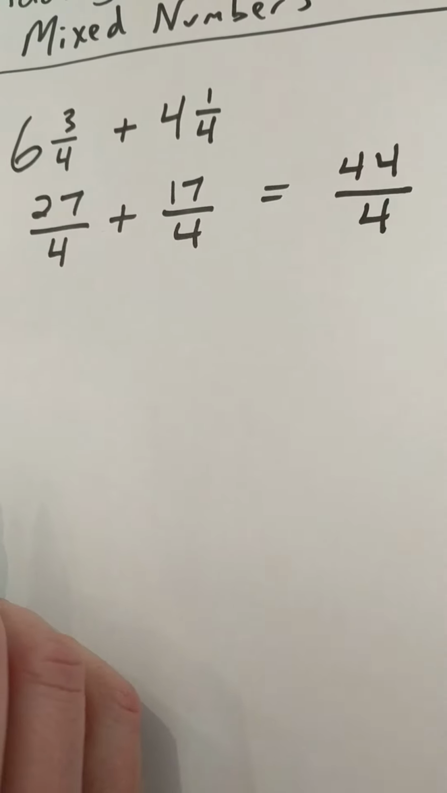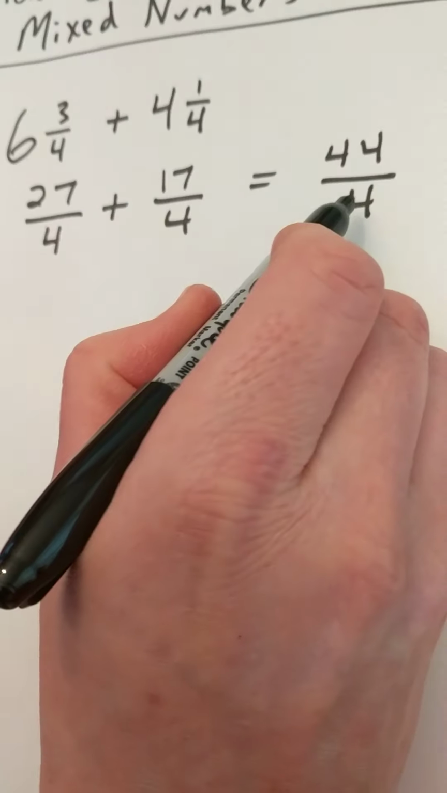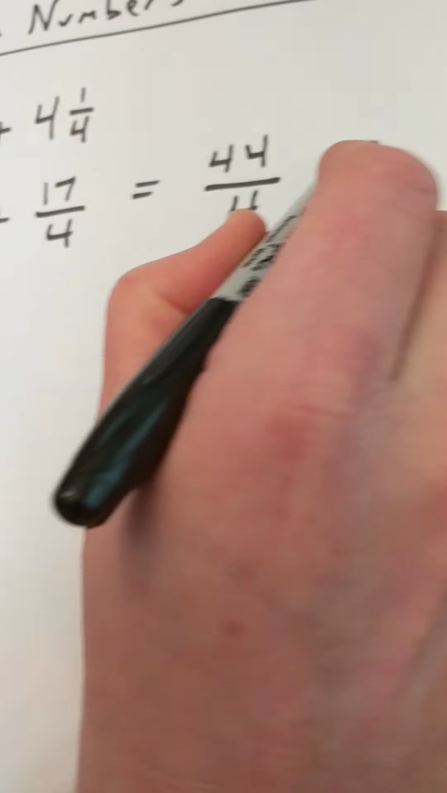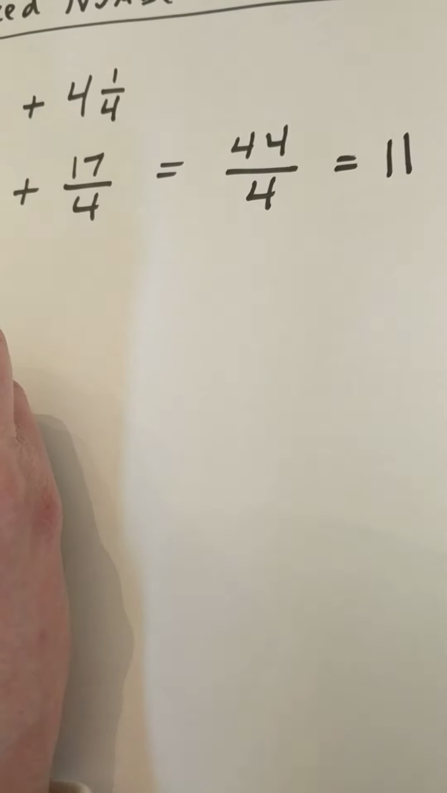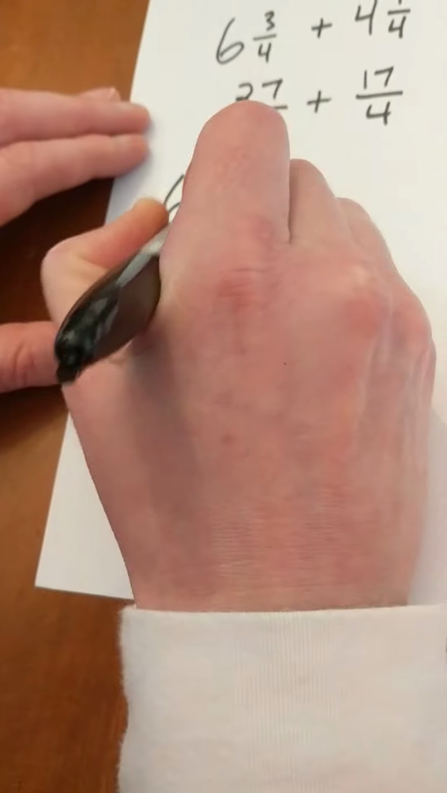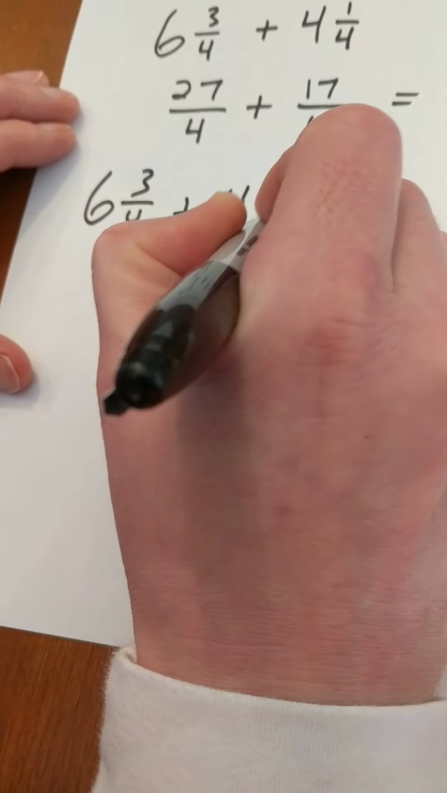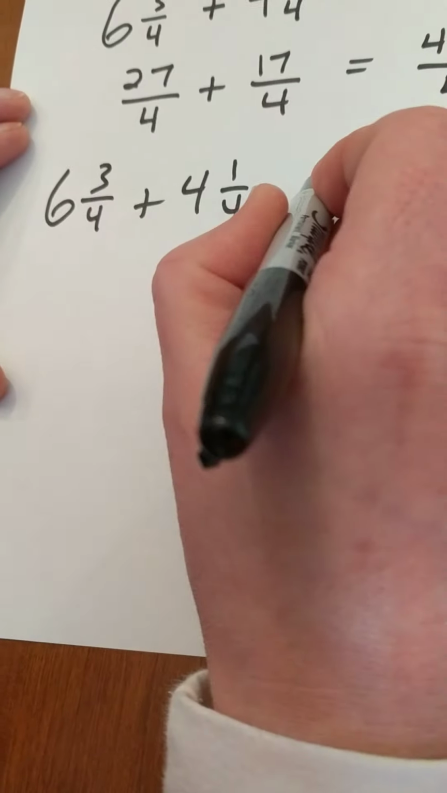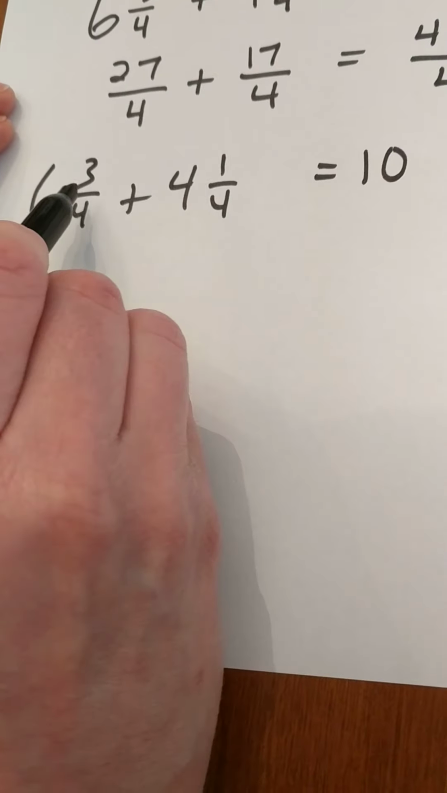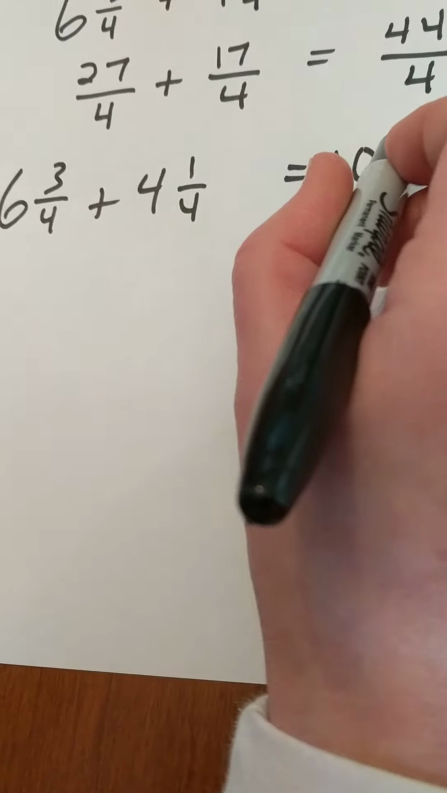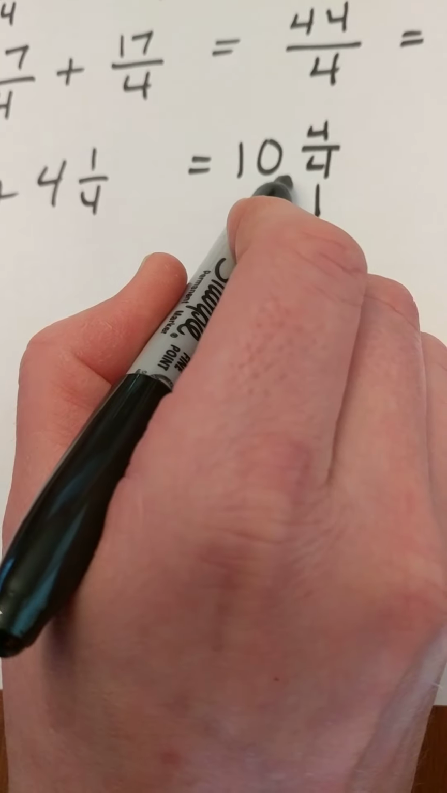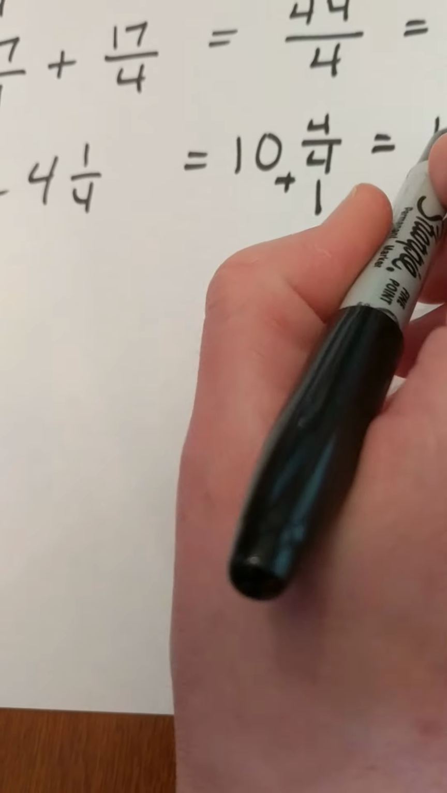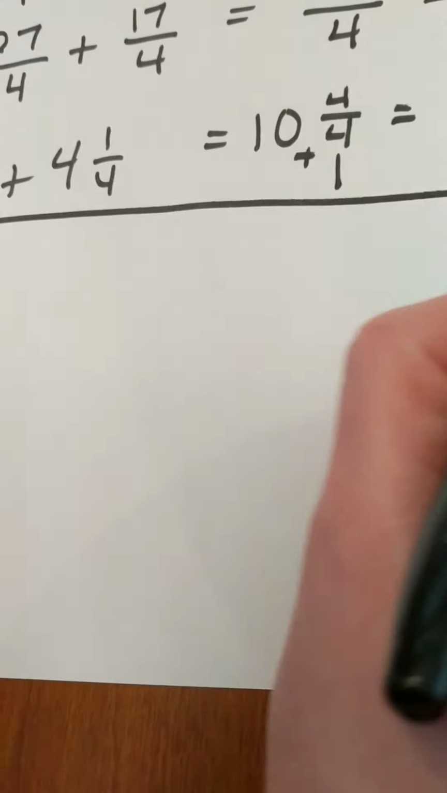And then what you have to do is turn that back into a mixed number. How many times does 4 go into 44? 11 times. No remainder, no fraction. If you were to do this the other way, you're going to add the whole number, 6 plus 4, and that's going to be 10. And then you're going to add the fraction, 3/4 plus 1/4 equals 4/4. And 4/4 we know is equal to 1, so 10 plus 1 is going to equal that same number, 11. So that's how you do it.